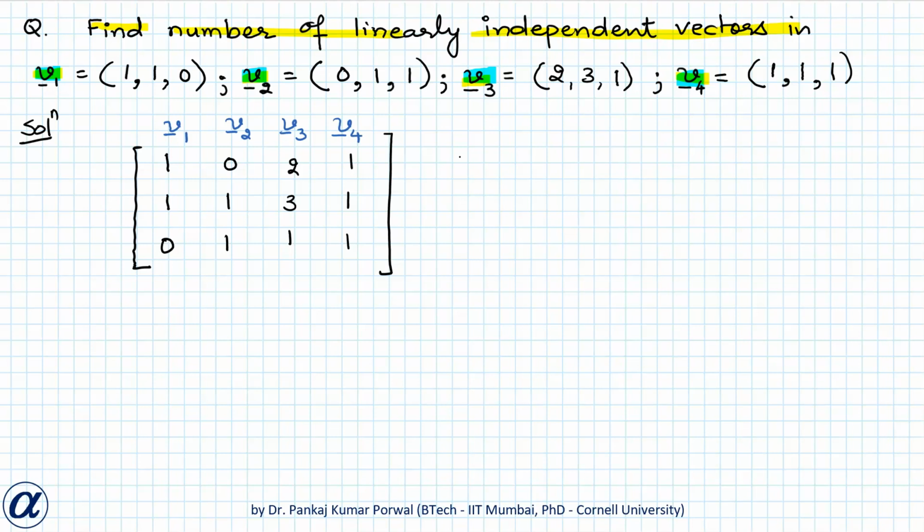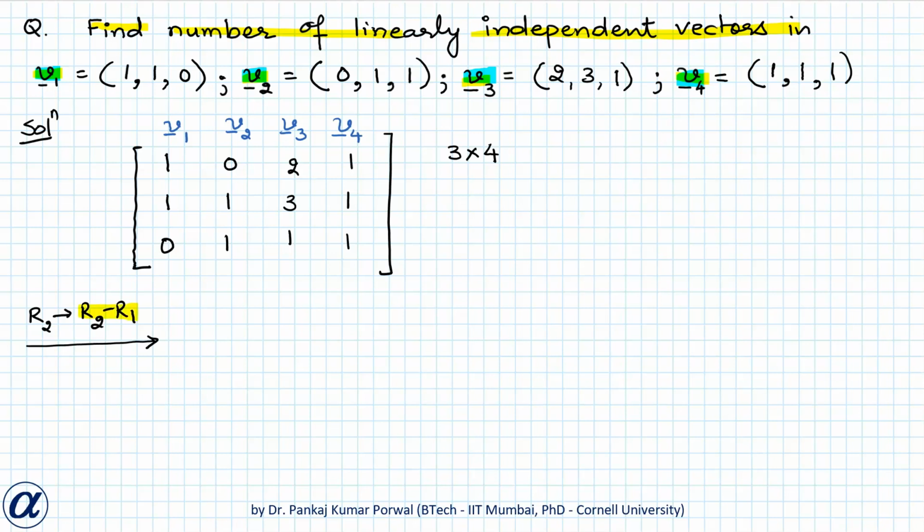Now because this is a big matrix of size 3 by 4, I will use the row echelon form to find the rank of this matrix, and the number of pivot elements in the row echelon form of this matrix will be the rank of this matrix. And to get the row echelon form, I will use row transformations. So I will start with R2 to R2 minus R1.